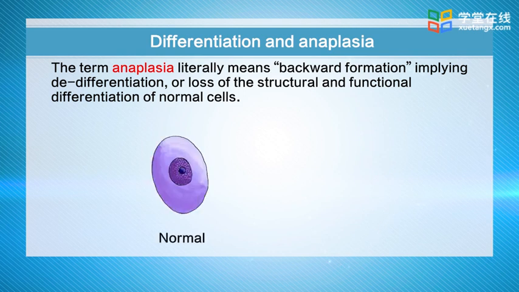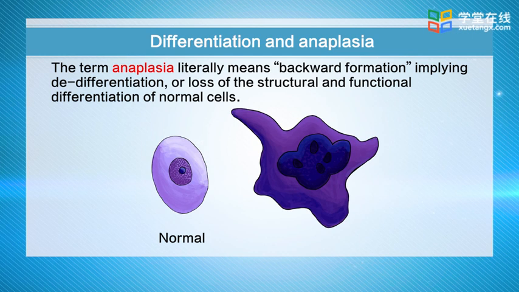Well-differentiated tumor cells are likely to retain the functional capacity of their normal counterparts, whereas anaplastic tumor cells are much less likely to have specialized functional activity.